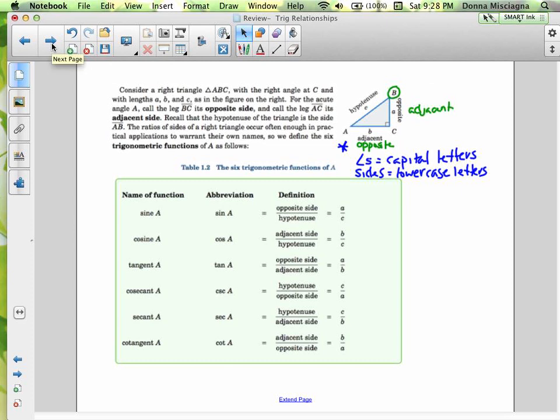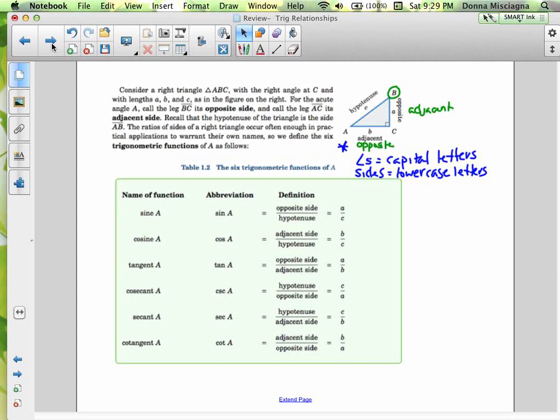Consider a right triangle, triangle ABC, with the right angle at C and with lengths a, b, and c, as in the figure on the right. For the acute angle A, we call the leg BC its opposite side, and call the leg AC its adjacent side. Recall that the hypotenuse of a triangle is the side AB. The ratios of the sides of the right triangle occur often enough in practical applications to warrant their own names. So we define the 6 trigonometric functions of A as follows.